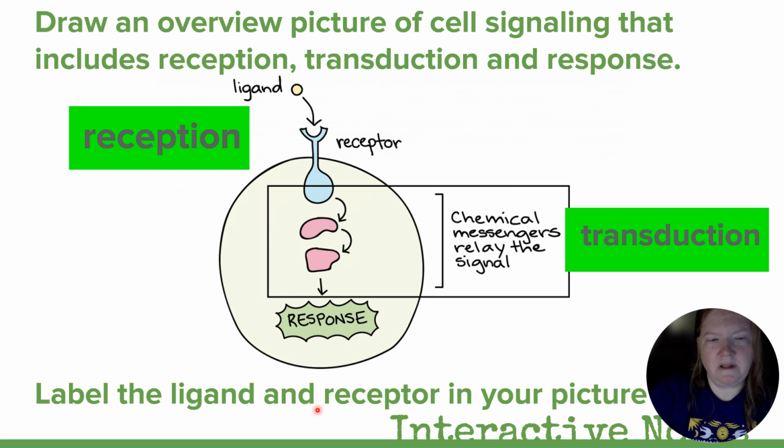And here it says label the ligand and the receptor in your picture. Here's the ligand. That's the chemical that is going to bind to the receptor on the cell membrane.